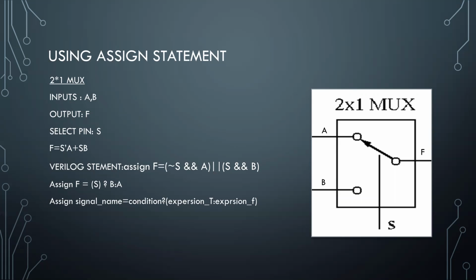We can model the same by a conditional statement: assign F is equal to the condition S. If S is true, the output function will be B, and if S is false, the output function will be A. The general form of the conditional assign is: assign signal name equal to the condition, then the expression if true, and then the expression if false.